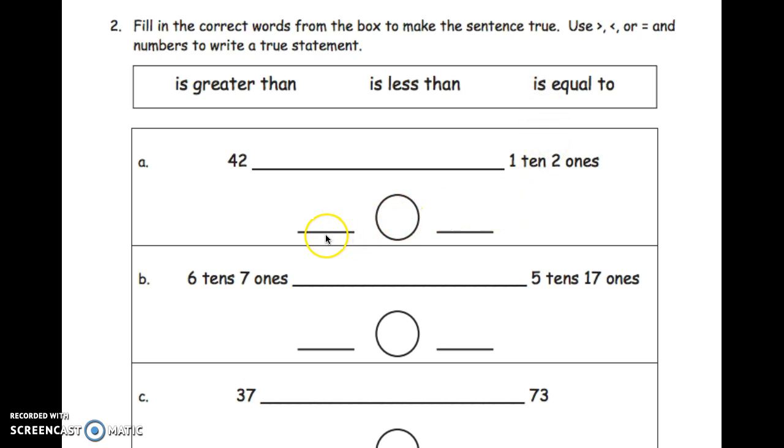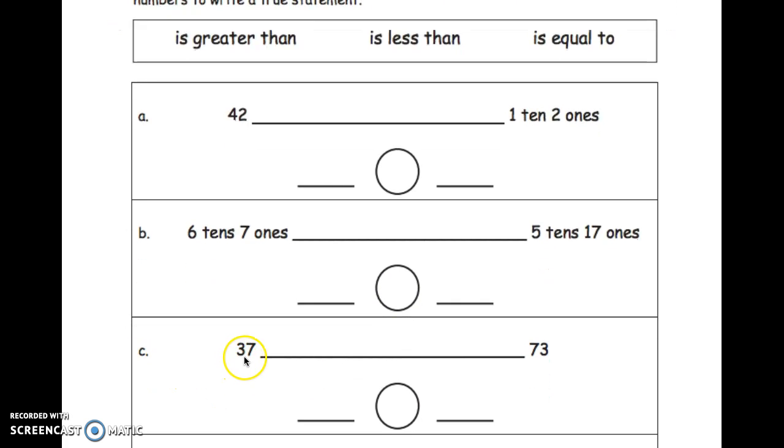After you have done that, then down here you're going to write the numbers to make the statement true. Fill in the symbol in the circle. Letter B, you're going to do the same thing. 6 tens, 7 ones is blank to 5 tens, 17 ones. So again, use the word box to help you fill in the correct words. Is greater than, is less than, or is equal to. And then on the bottom lines, write the numbers and then fill in the symbol.